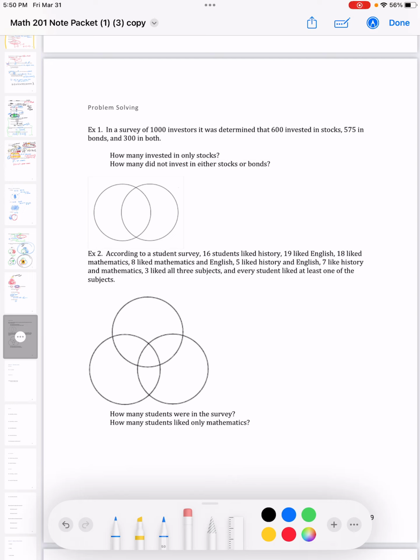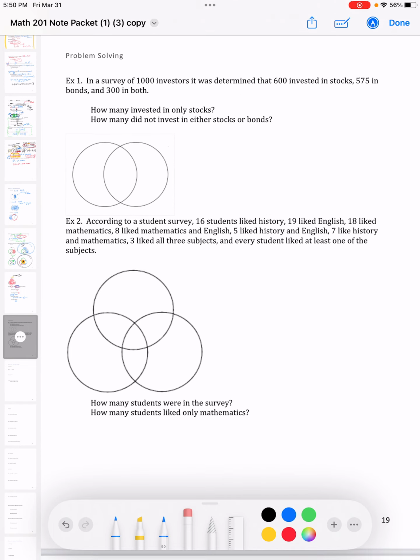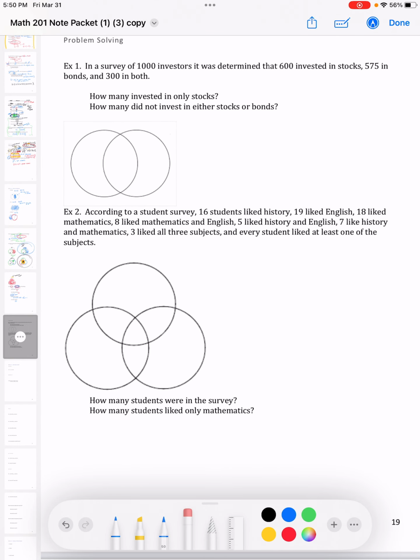Now let's do some word problems that use Venn diagrams. I'm actually going to do example 2. I'm going to save example 1 for you guys to try because it's a little bit easier because, as you can see, it only has 2 categories. So let's look at example 2 here.